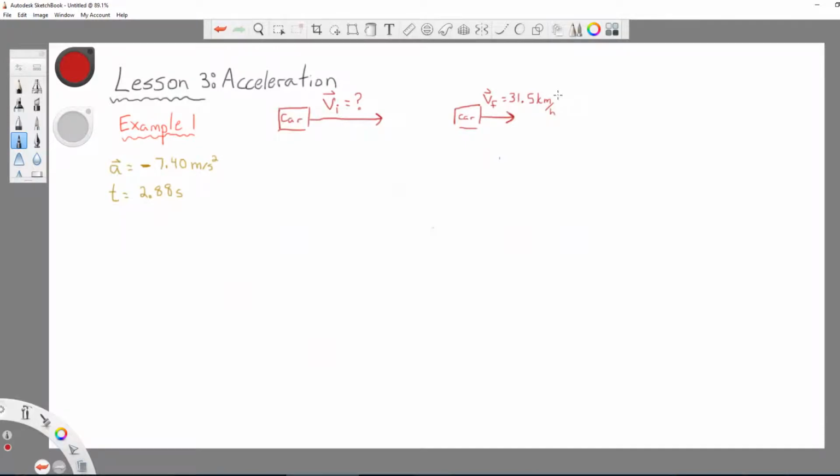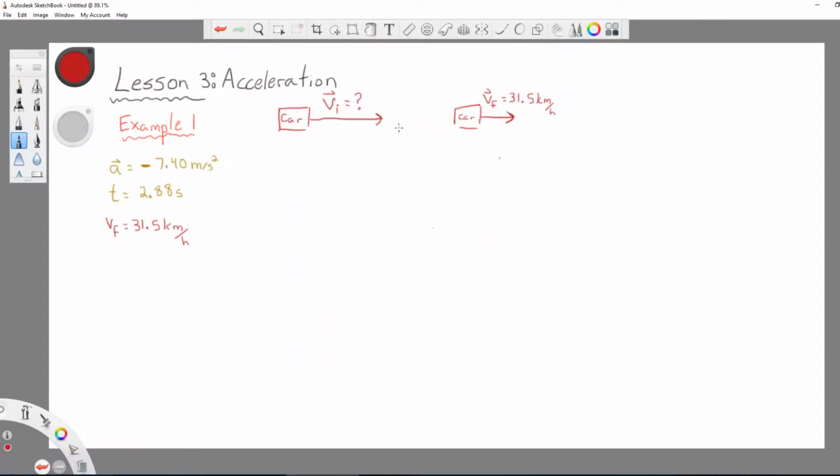I'm going to also record that down here. So our VF is equal to 31.5 kilometers per hour. Thing I noticed right away, this is not in SI units. This is kilometers per hour. We're going to be dealing with meters per second squared and seconds, which is going to lead us to meters per second. So we're going to want to convert that right away.